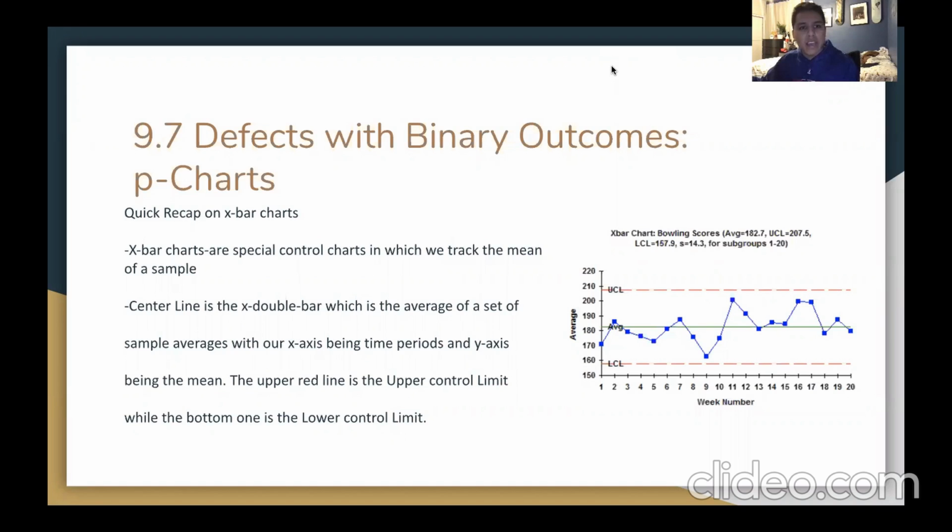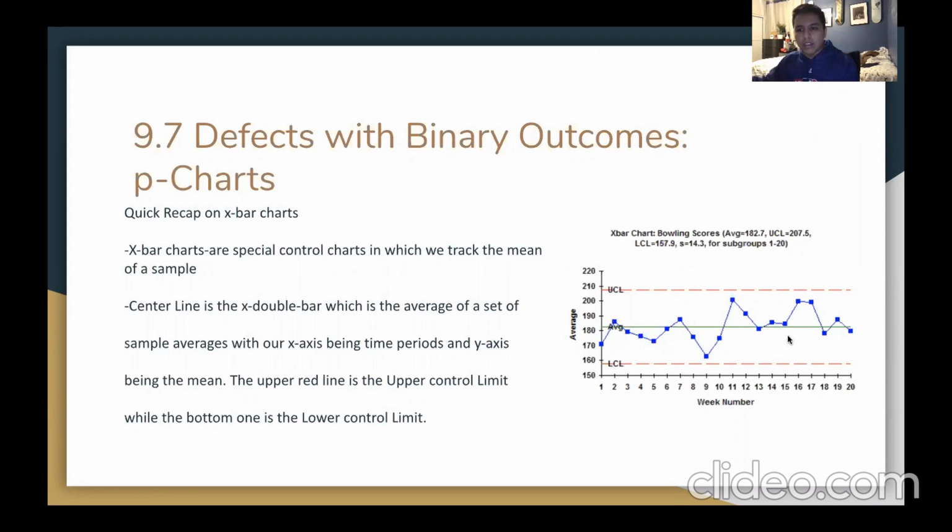Binary Outcomes and P-charts. So just a quick recap on X-bar charts. This is very important for this section because it's going to be very similar to what we learned in a previous section. So this is an X-bar chart, and this X-bar chart is a specialized control chart in which we track the mean of a sample.